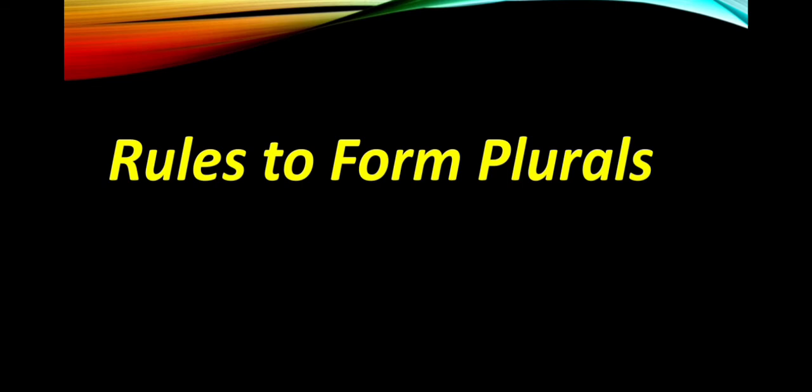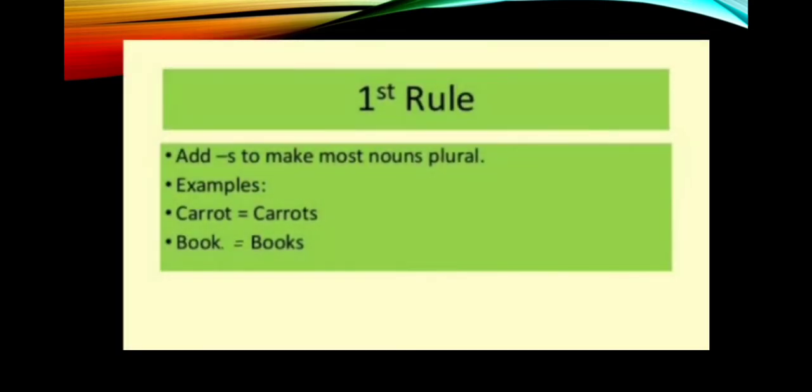According to English grammar, there are some rules which we have to follow when we are changing singular noun into plural noun. So we are going to discuss these rules one by one. Rule number 1. Add s to make most nouns plural. According to this rule, to make the plural, we usually add s at the end of a singular noun. Or in other words, by just adding s at the end of any singular noun, we can form plural. It will be more clear by the given example.